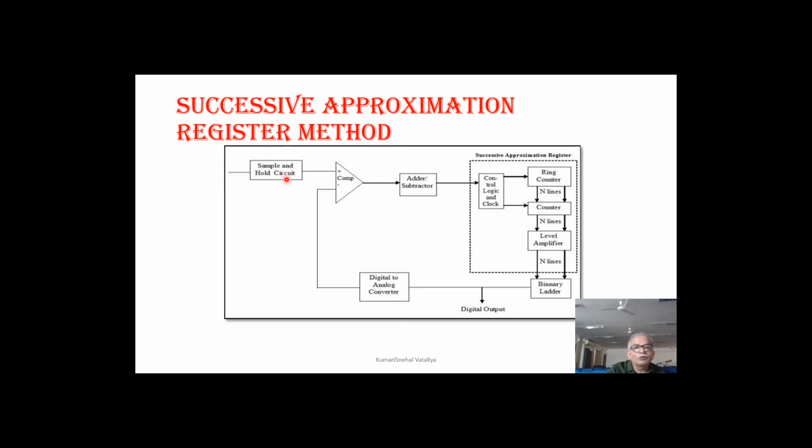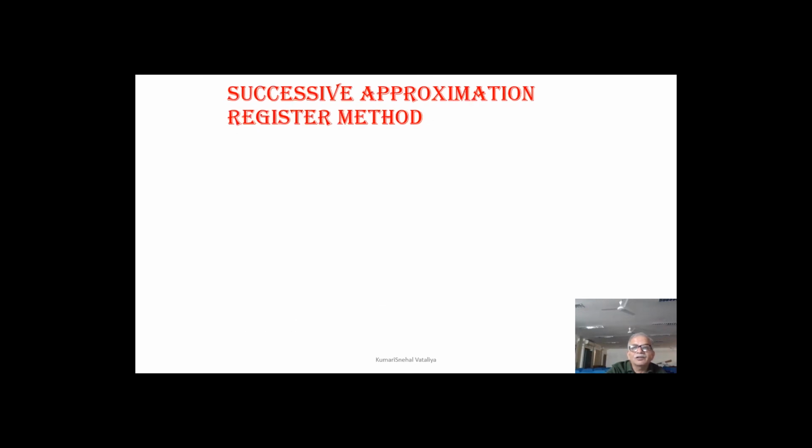The sample and hold circuit gives a signal, the analog signal converted through the sample and hold circuit, to a comparator. Another leg of the comparator is the digital to analog converter output. So again an analog voltage is there, we are comparing the two voltages, and there is an adder or subtractor circuit, and then we have a control and logic circuit. Here is a ring counter, the counter goes on counting, and the counter outputs are available here, a binary ladder network, and finally you get a digital output over here. So in the feedback path you have a digital to analog converter, but there is a difference between a simple counter and the successive approximation. Let us try to see what it is.